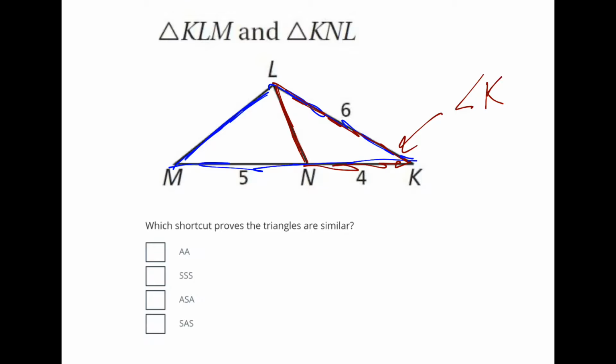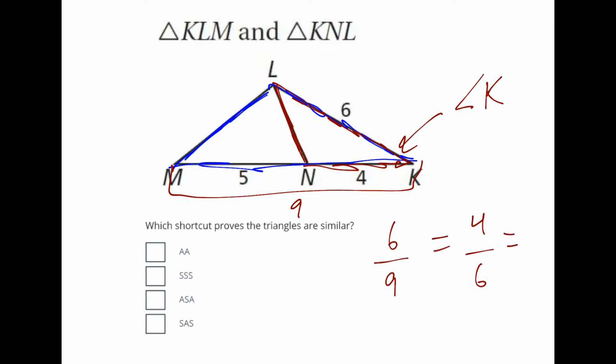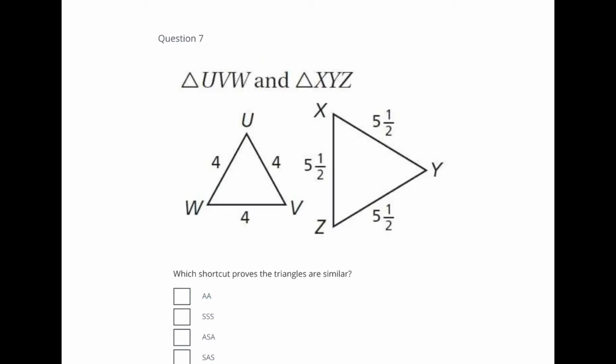So if we consider this side MK as 9, which is 5 plus 4, and we compare that to the other side, 6, we have 6 is to 9 as 4 is to 6. And we have the same ratio between this angle here. So this is side, angle, side. For question 7, the side lengths are all the same for both, so this is definitely side, side, side. They are proportional.